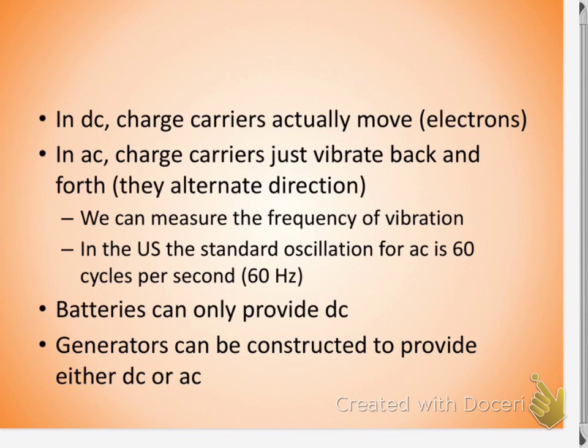So they alternate direction. And the frequency of vibration, now we didn't do wave stuff or we would have talked about hertz. Hertz are the number of cycles of anything per second. We typically talk about it with waves. One cycle per second is one hertz. We talk about 60 cycles per second in AC current flow, because that's the standard that we use in the U.S. There are different standards around the world.